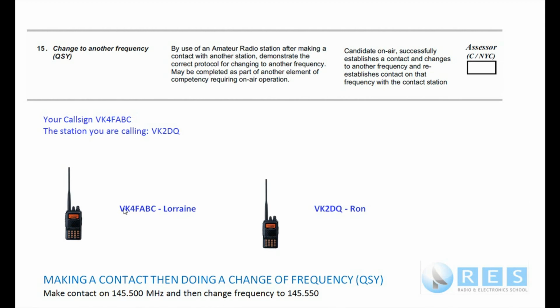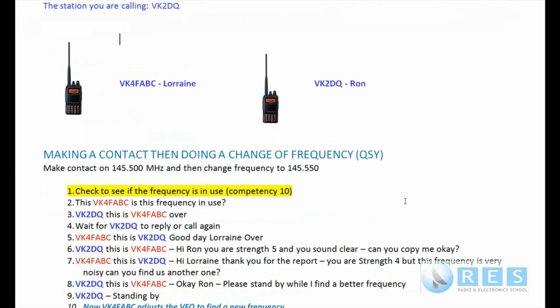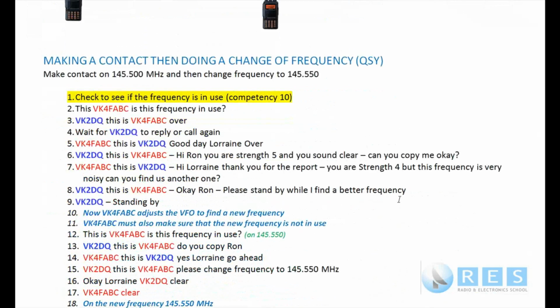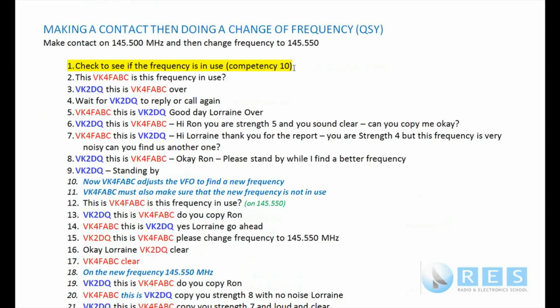Okay, we've got 2 amateur stations. Lorraine is VK4FABC and I'm VK2DQ. Lorraine is going to try and contact me on amateur radio. To do that, she's going to have to make a transmission. She's going to make a transmission on 145.5 megahertz, and she's going to complete competency 10 by making sure that frequency is not in use before she does anything else.